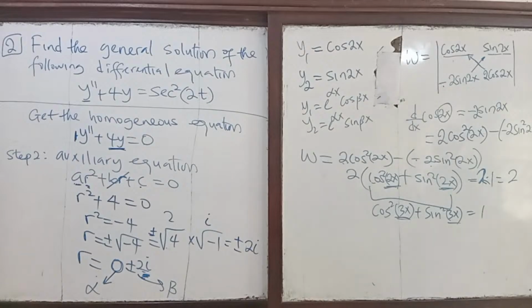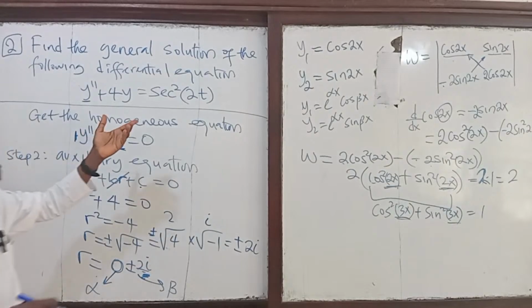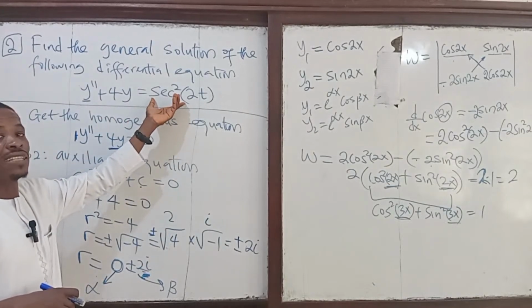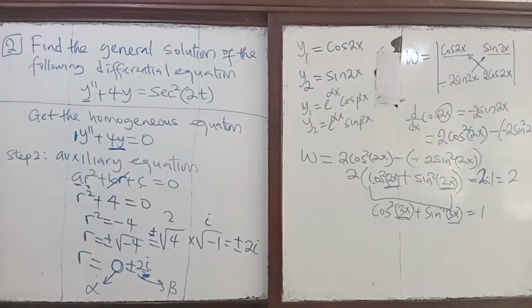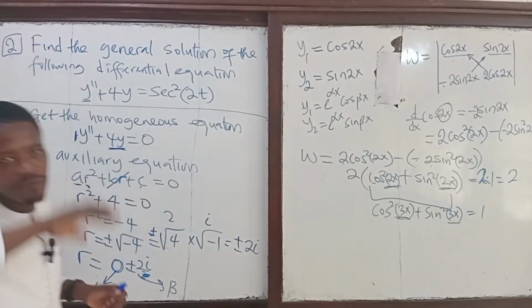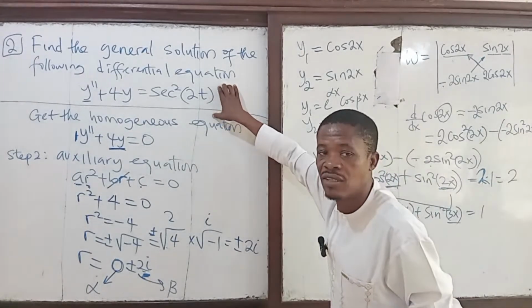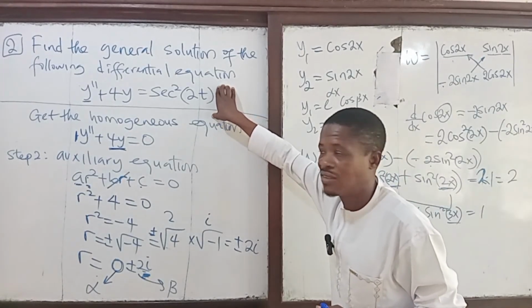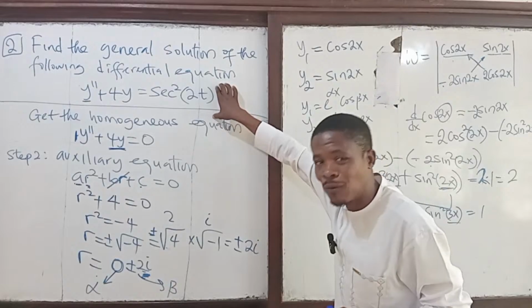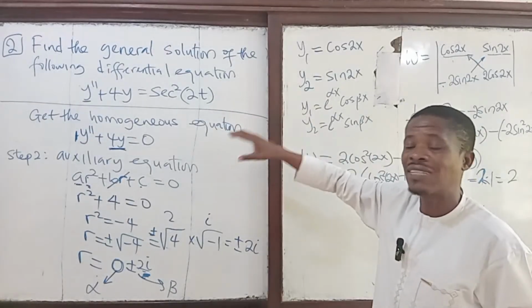The function must be the same thing. Your non-homogeneous part is a function of t. So anything you are getting must be a function of t. You have to be aware of the f of x. In this case now it is f of t. The non-homogeneous part is f of t.